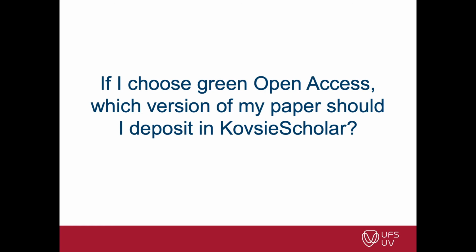Some commonly used terms are submitted, also known as the preprint. This is the version submitted to a journal for peer review. Accepted, also known as postprint. This is the author-created version that incorporates referees' comments and has been accepted for publication. And the published version, usually the publisher's PDF. This version has been typeset and formatted for publication.